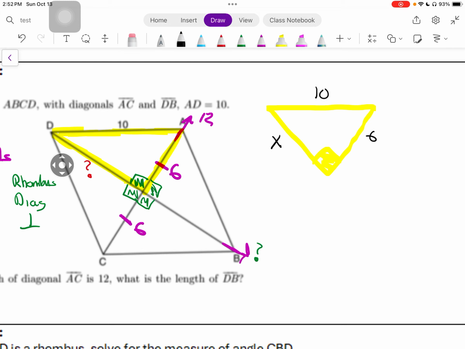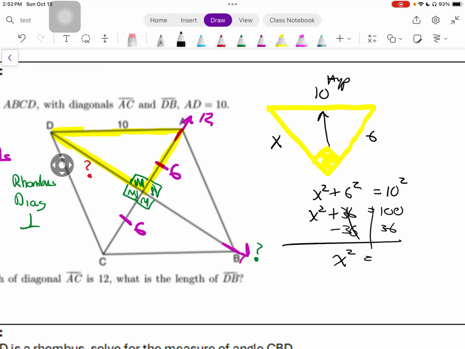This is set up for us to use Pythagorean theorem, this being my hypotenuse. So I always fill in my hypotenuse first. Then I would have x squared plus 6 squared. We're going to get x squared plus 36 equals 100. Subtract the 36. X squared equals 64. And square root both sides. We get x equals 8.